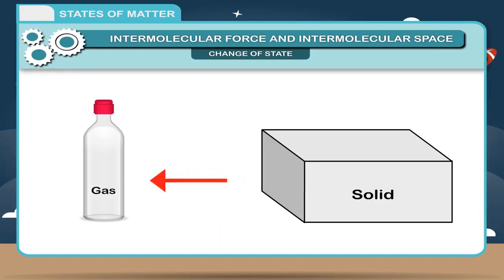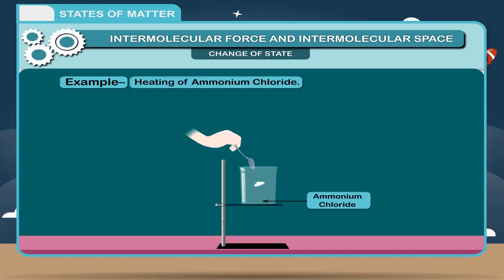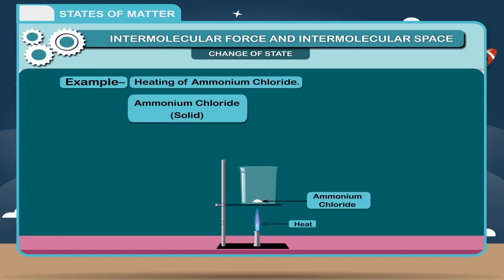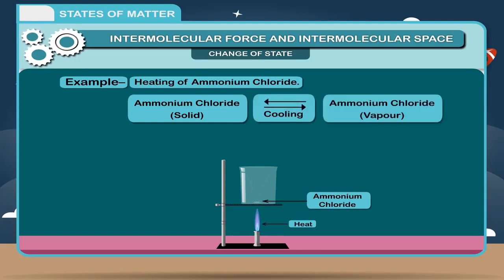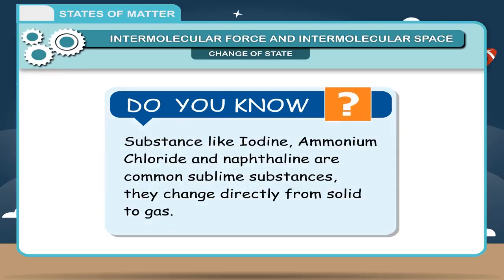Heating a solid to change directly to gaseous state without the intermediate liquid state. Example: heating of ammonium chloride. Ammonium chloride, solid. Cooling, ammonium chloride, vapor. Do you know substances like iodine, ammonium chloride, and naphthalene are common subliming substances? They change directly from solid to gas.